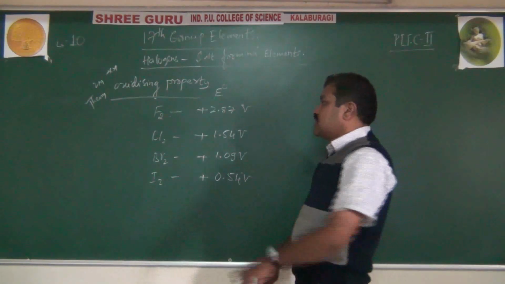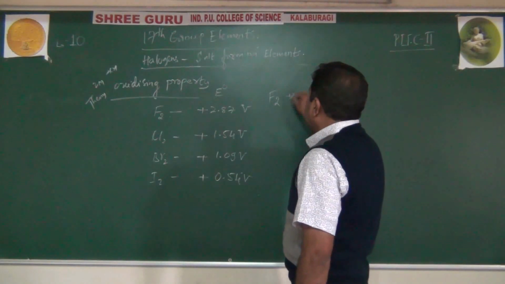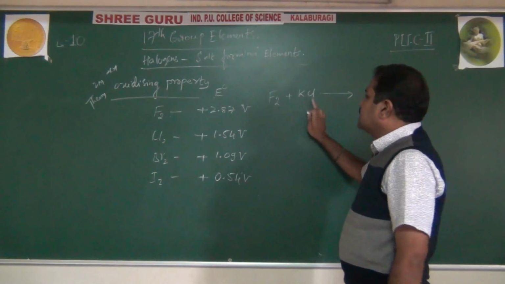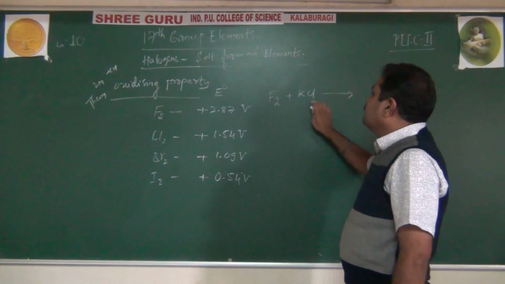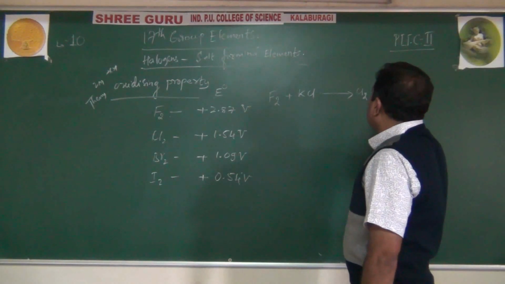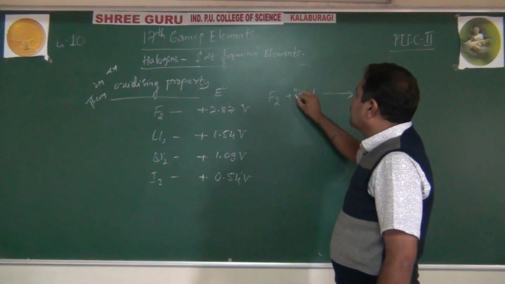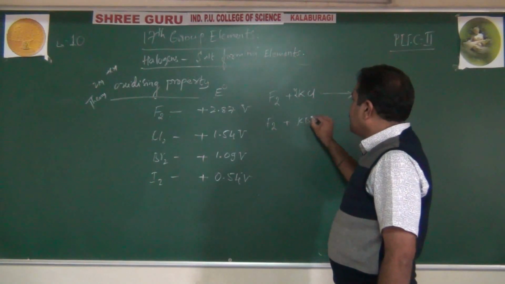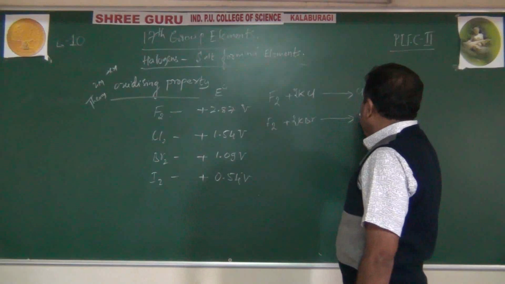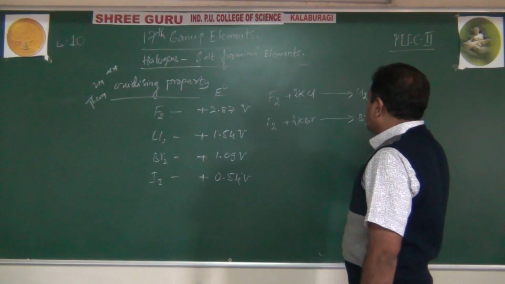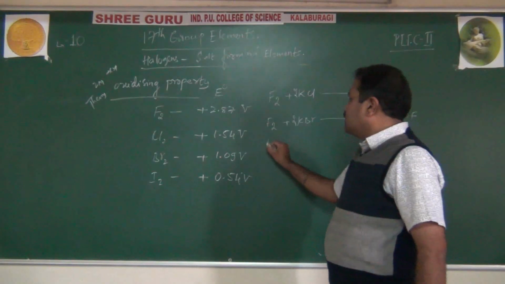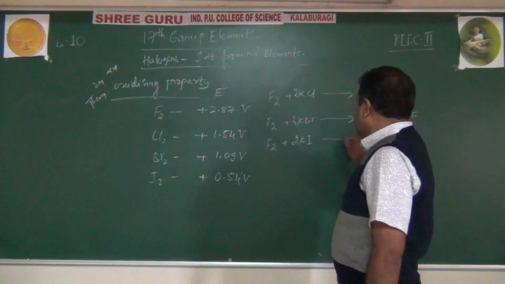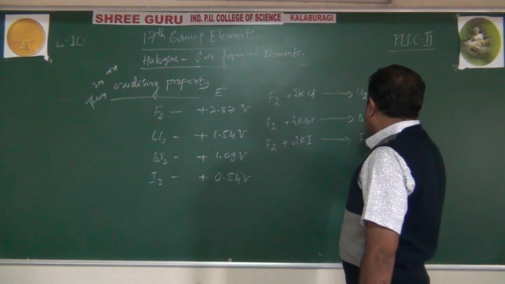Let us take some examples. Fluorine can displace chlorine from potassium chloride. Why? Because the oxidizing nature is more. So it can displace it. Cl2 will come out from 2KCl, forming 2KF. Even fluorine can displace bromine from KBr. Here also the same thing: bromine comes out and 2KF is formed. Not only this, fluorine can displace even iodine from 2KI, giving I2 along with 2KF.